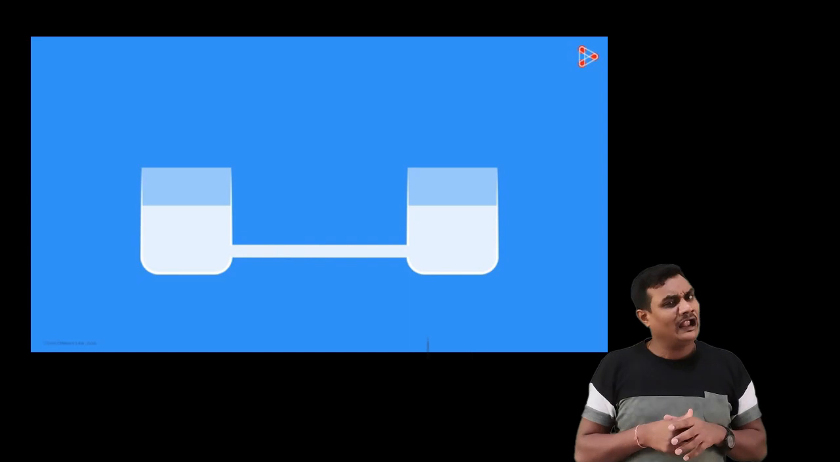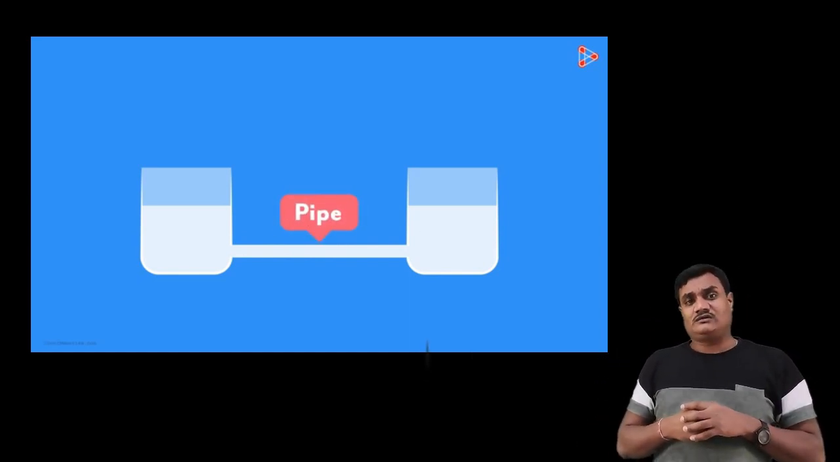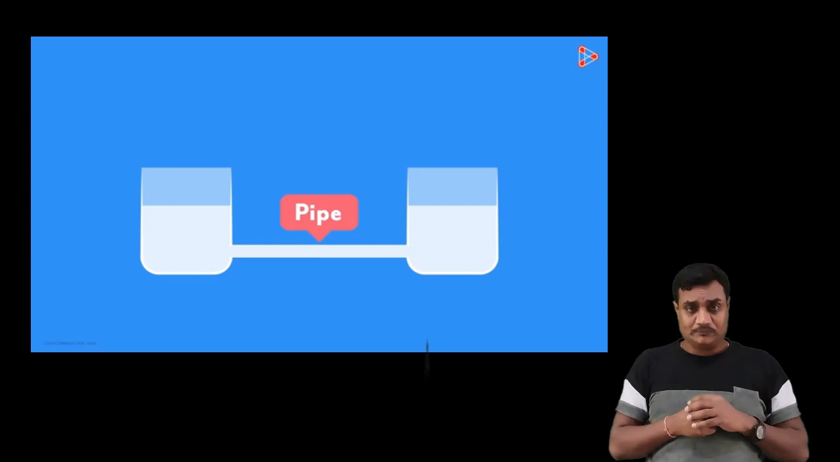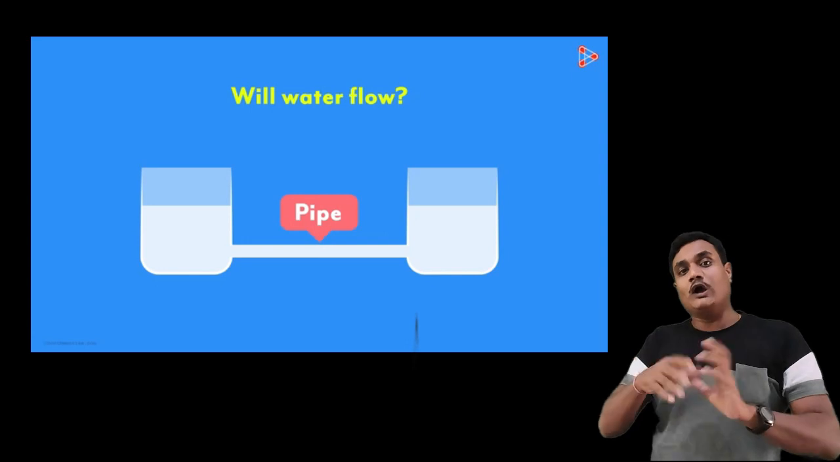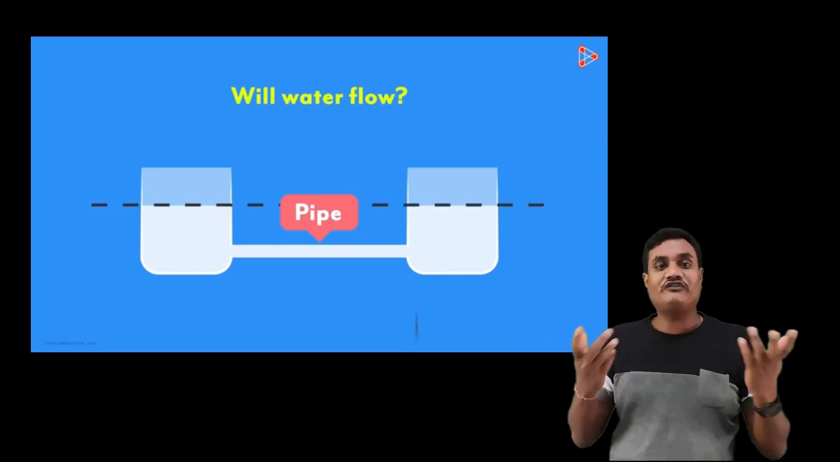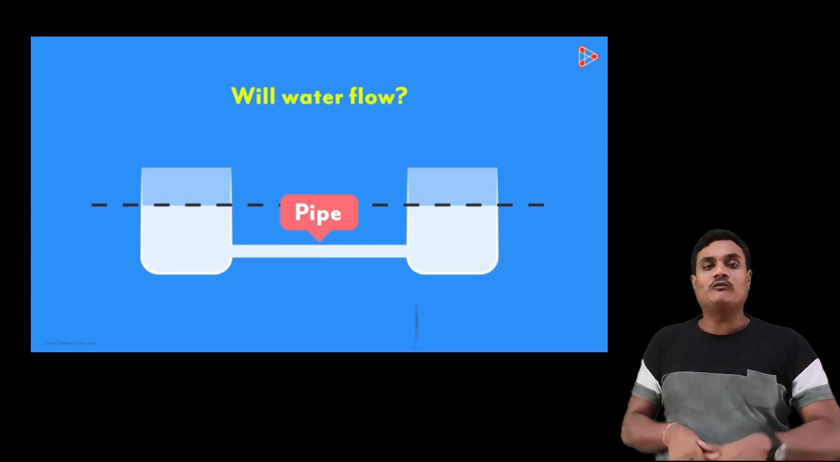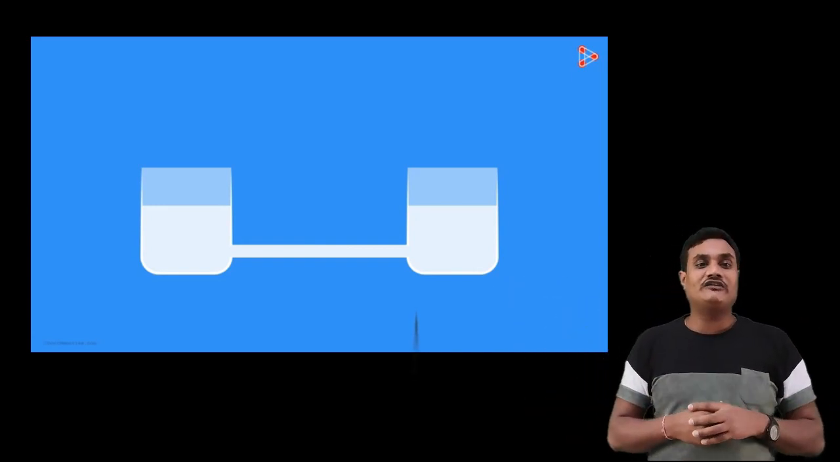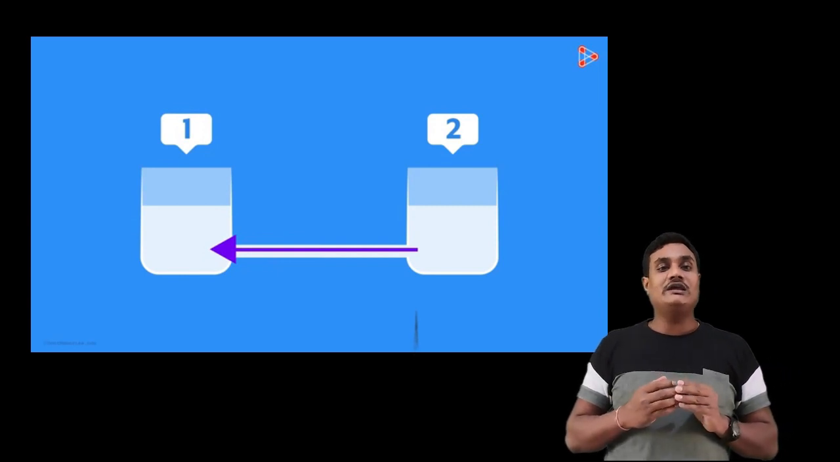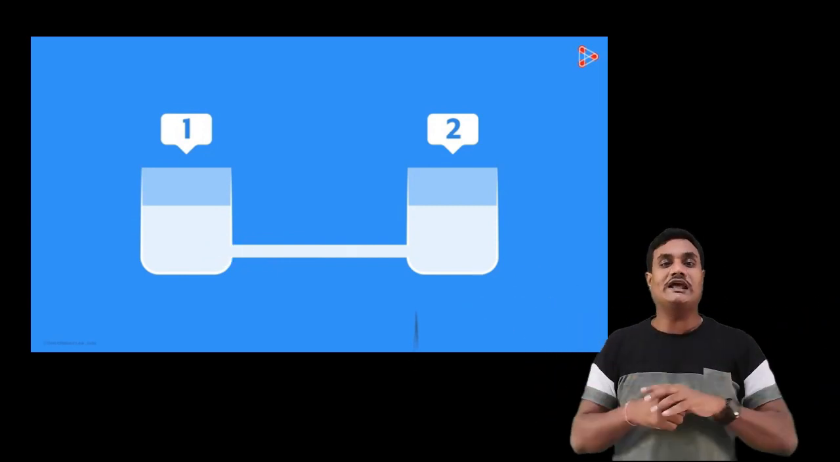This can be explained by an example. Suppose there are two water tanks at the same level, connected with a pipe, and suppose water is filled in those tanks at the same level. What do you think? From which tank to which tank will the water move, from A to B or B to A? The answer must be that the water will not be able to move from A to B nor from B to A. The reason is both are at the same level, and therefore both of them have the same energy. I am talking about potential energy.